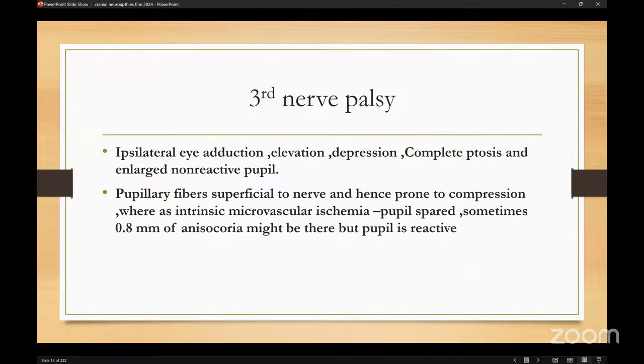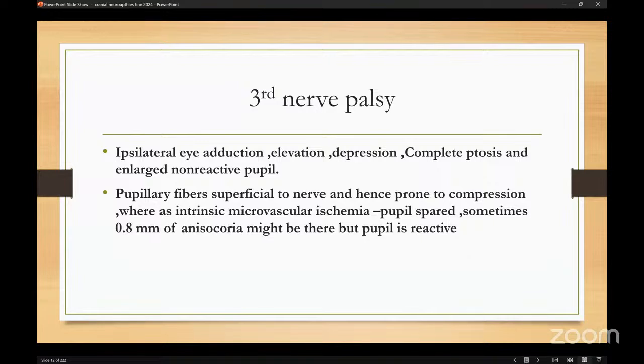So whenever there is a third nerve palsy, there will be difficulty in adducting. For example, with a right third nerve palsy, there is impaired right eye adduction, elevation, and depression. There can be complete ptosis and an enlarged pupil, which is non-reactive because of the third nerve involvement. Now, pupillary fibers are superficial in the nerve. That's why they are prone to compression.